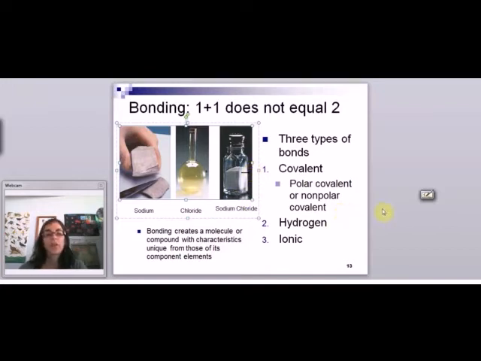So we're going to focus on 3 types of bonds that create new molecules or compounds. We have covalent bonds, hydrogen bonds, and ionic bonds. Covalent bonds are the strongest kinds of bonds we're going to look at. Whereas ionic bonds are kind of the second level. They're not super strong, they're not super weak. And then hydrogen bonds, this one here, is the third type of bond, and it is the most weak bond.